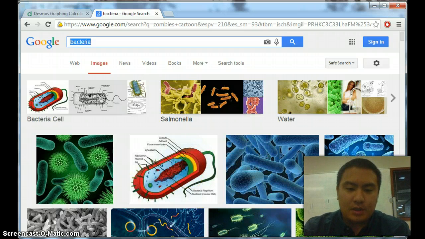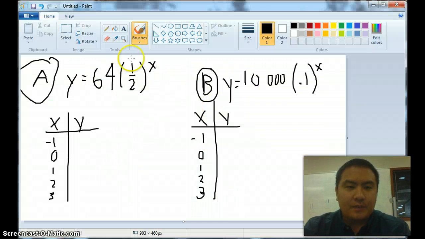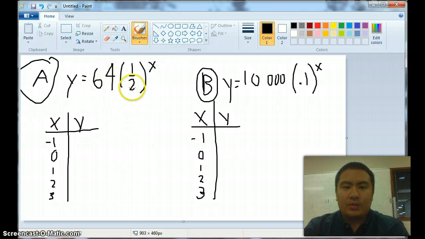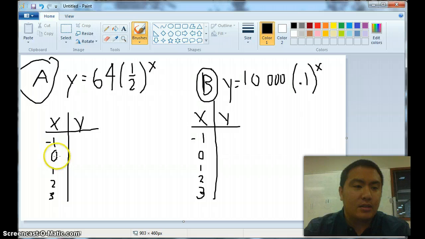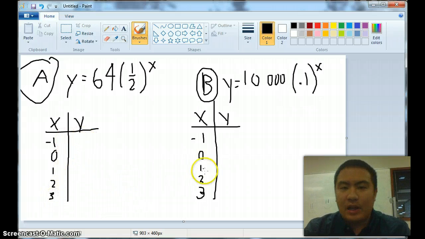So with that, let me give you guys your Khan Academy problems. The first one is 64 times (1/2) to the power of x. This time I didn't make you do all the negatives, but it's good practice if you do more negatives. I just want you to do -1 all the way to 3 for this table. You don't have to graph it, just table it. You're okay to use a calculator, I guess.